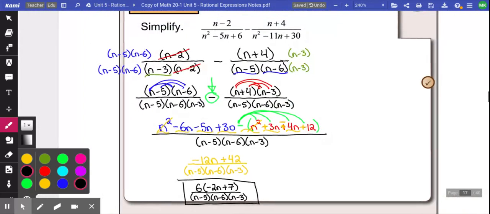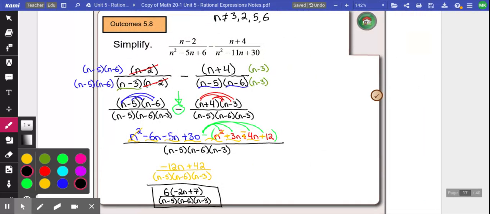Zoom out so you get a big picture of everything again. That's a pretty tough question when it's a subtraction like that. Lots of little intricacies.